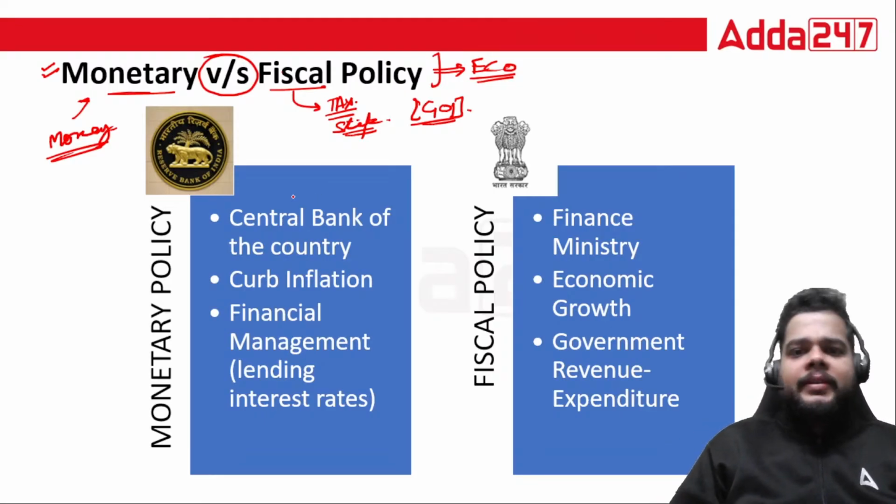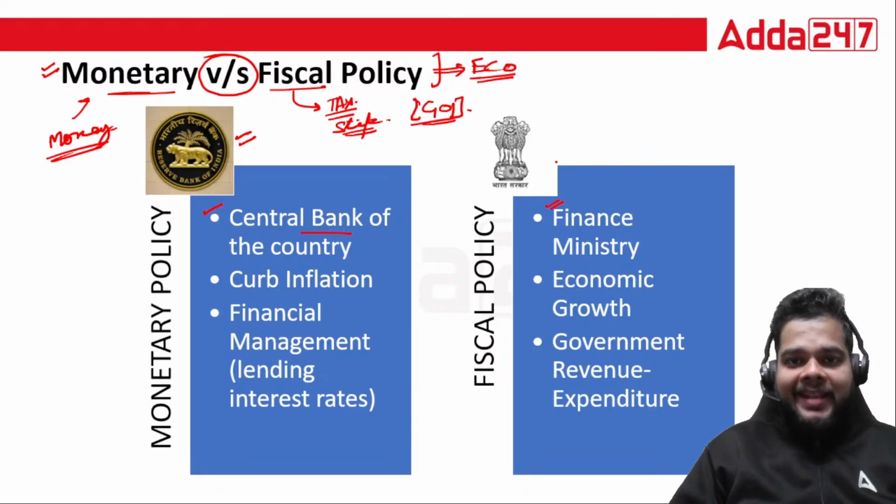So monetary policy and fiscal policy, what are the points of difference? We have the first pointer: monetary policy will be implemented by the central bank of the country, which is RBI in our nation. Fiscal policy is implemented by the finance ministry under the government of India for our country.